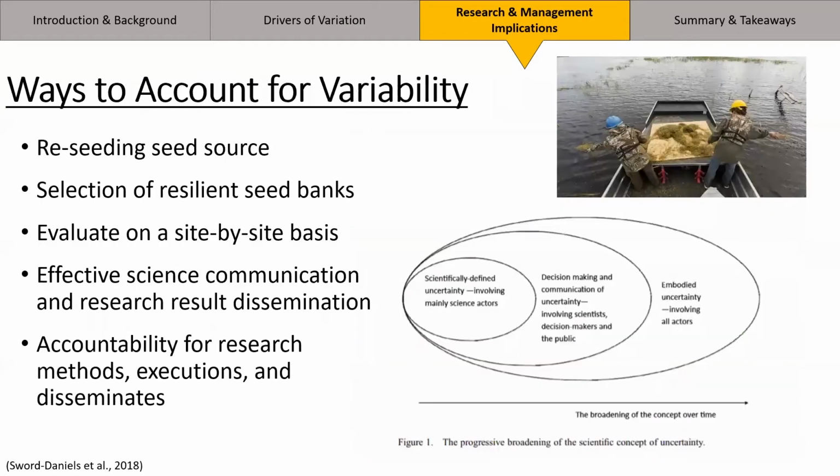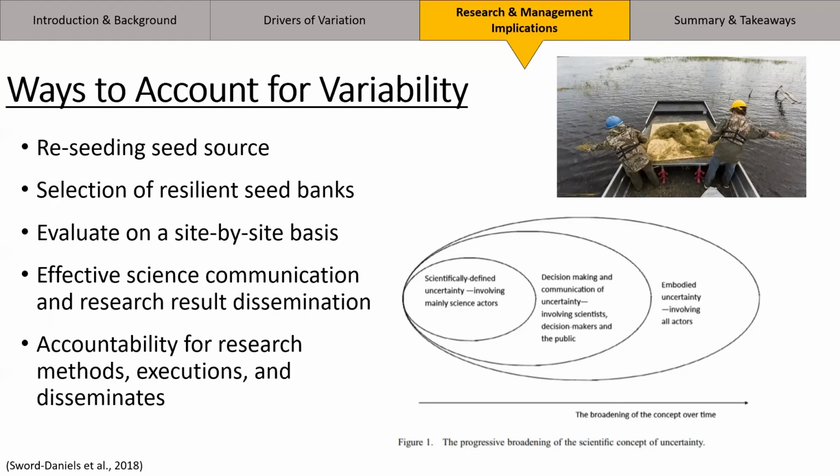What are ways that we can account for this viability moving forward? Well, we can start with examining seeds for reseeding and selecting seeds that are more similar to their parent population to the site that's being selected. We can also select seeds that are more resilient to anthropogenic stressors, but there must be an effort to preserve the genetic diversity for long-term success. Sites have to be evaluated and managed individually.